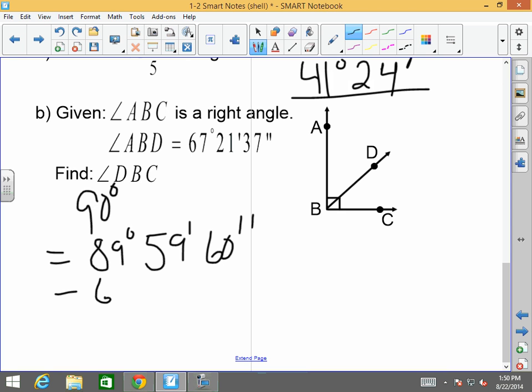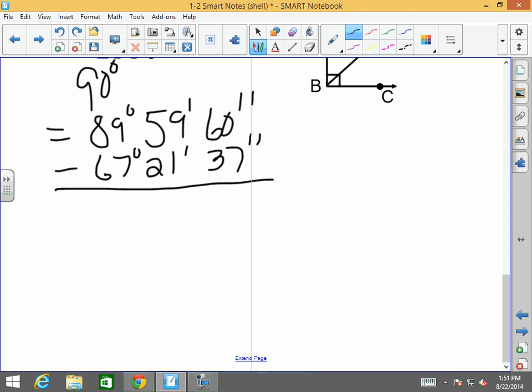Minus 67 degrees, 21 minutes, and 37 seconds. Now it's just subtracting. Please subtract seconds from seconds only, minutes from minutes only. You don't have to do any more borrowing. We already did all the borrowing we had by converting. That's where a lot of students of mine get a little bit confused. We already converted it. Now it's just plug and play.